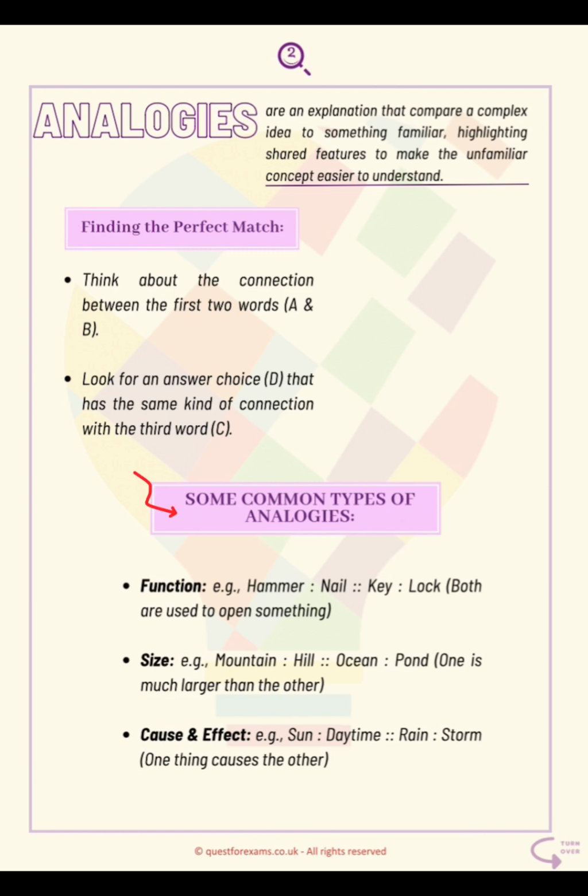Here are some common types of analogies. Function. Example, hammer, nail, key, lock. Both are used to open something. Size. For example, mountain, hill, ocean, pond. One is much larger than the other. Cause and effect. Example, sun, daytime, rain, storm. One thing causes the other.